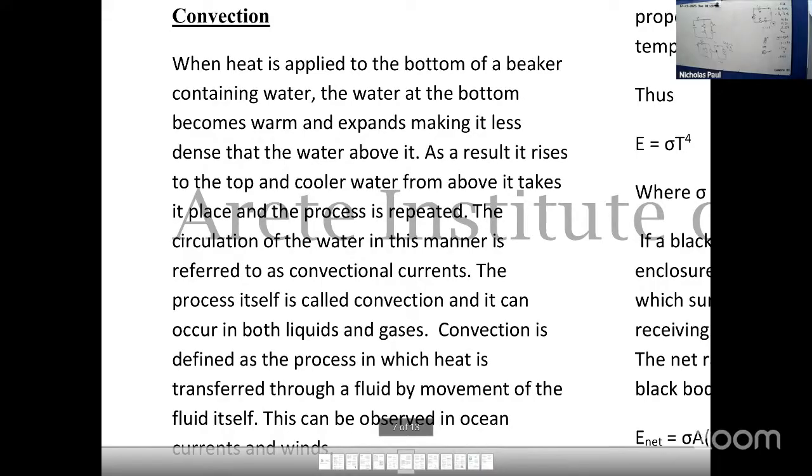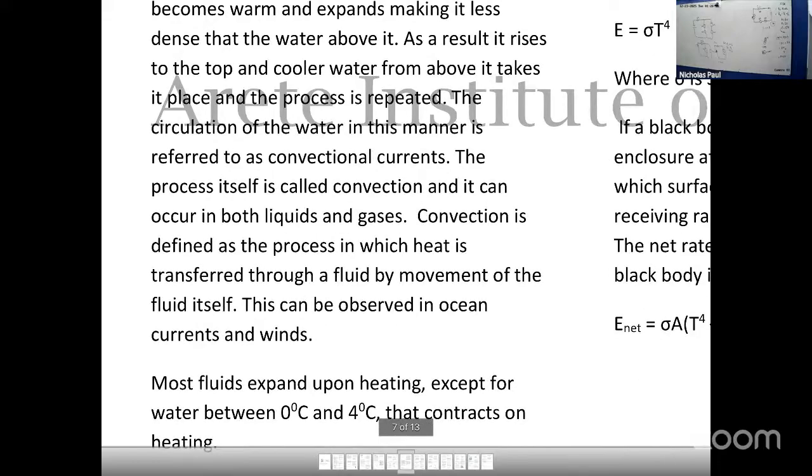The process is called convection, and it can occur in both liquids and gases. Convection is defined as the process in which heat is transferred through a fluid by the movement of the fluid itself. This can be observed in ocean currents and winds. Most fluids expand upon heating, except for water between 0 and 4, which contracts.